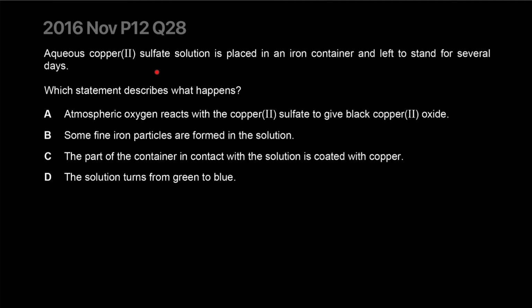Aqueous copper sulfate solution is placed in an iron container and left to stand for several days. The statement describes the reaction. So it's in an iron container, which is going to be pure iron, which reacts with copper sulfate, CuSO4. Now, what sort of reaction will take place here? Iron, being a more reactive metal, will be able to displace this copper. It's a displacement reaction going on. It's going to turn into iron sulfate and produce copper. So let's see which description best describes it.